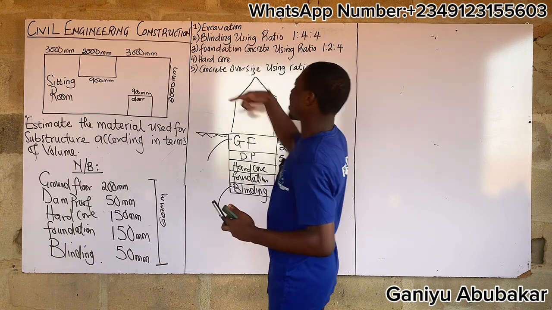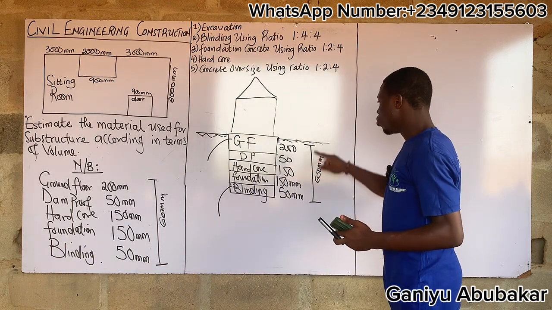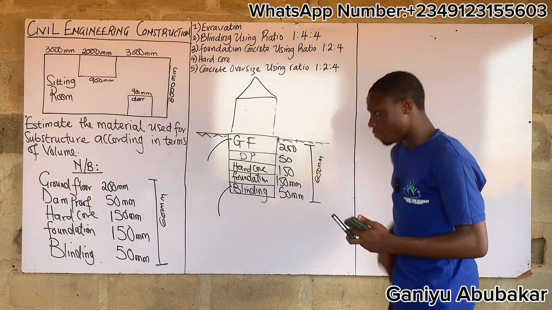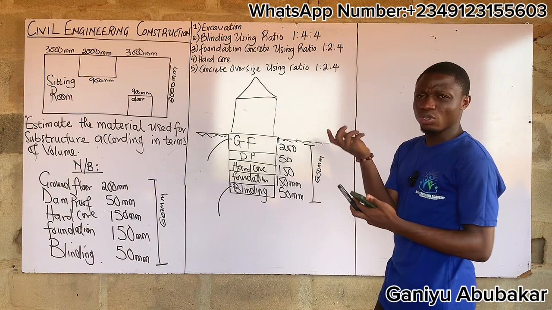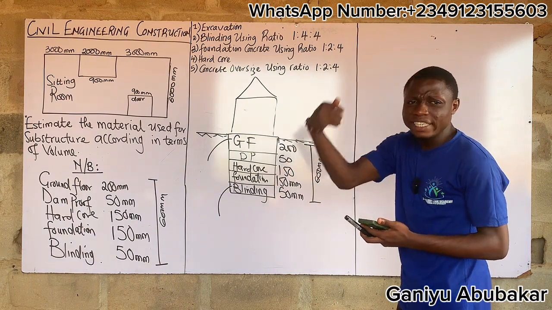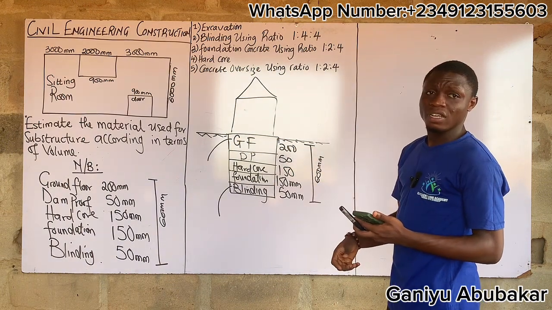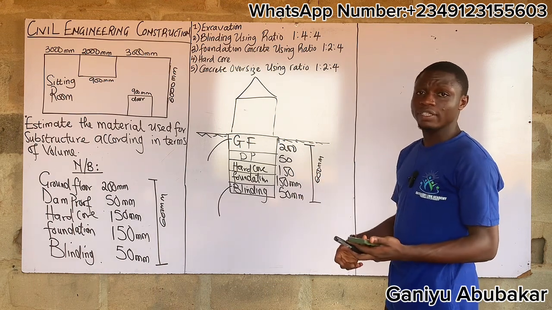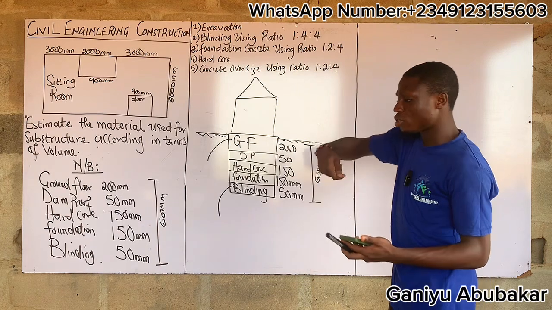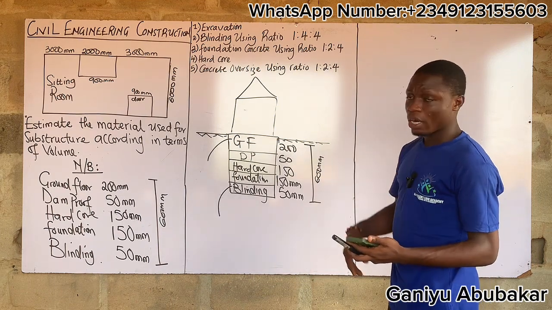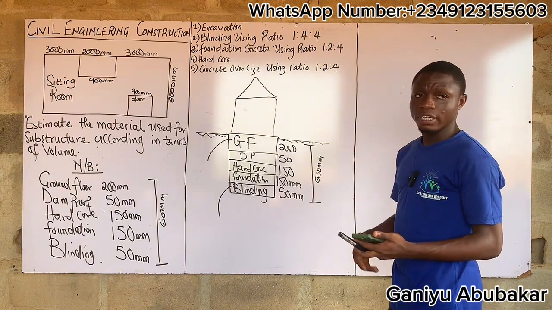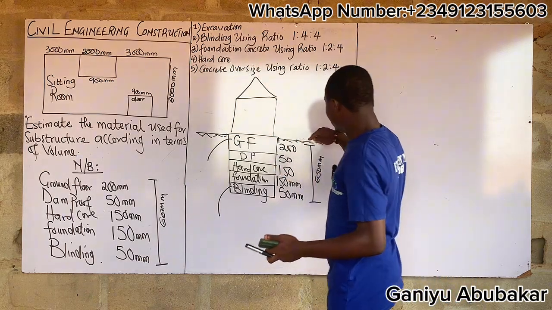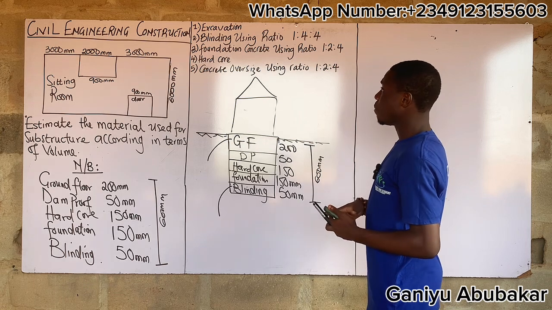Our excavation should be a minimum of 600 millimeter downwards. What is excavation? It is the process of digging the earth surface for the purpose of building. The process of removing the soil from the ground for the purpose of building is called excavation. So our excavation should be a minimum of 600 millimeter.